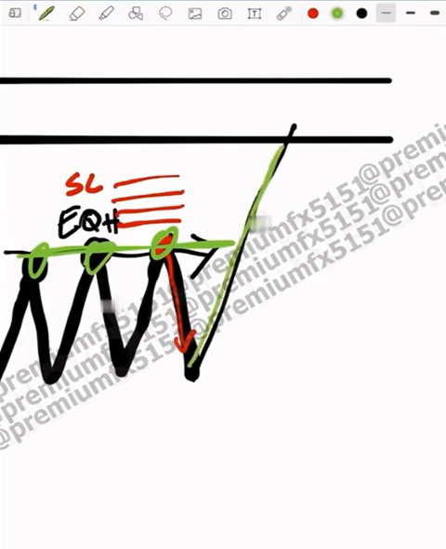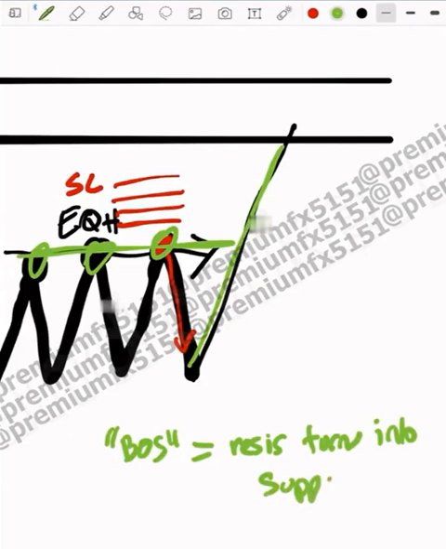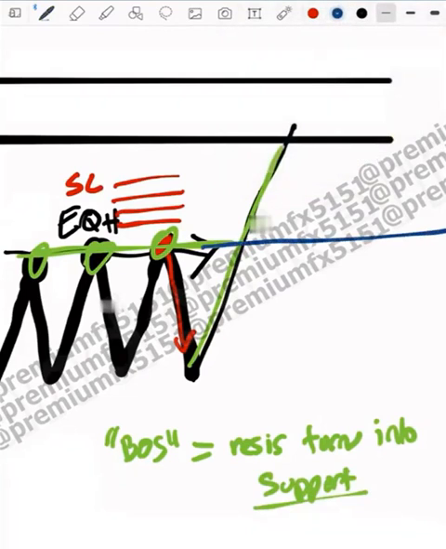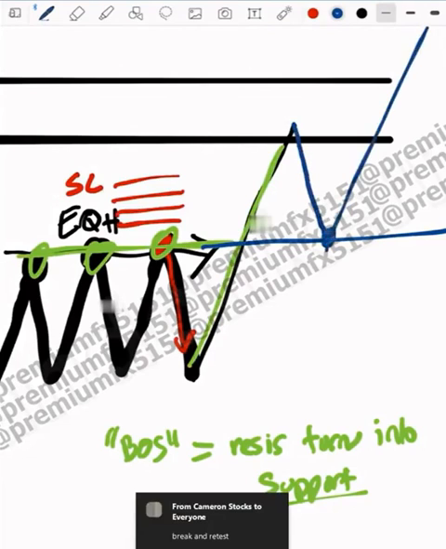When price comes up, we've had a break of structure, which equals resistance turns into support. So now that same resistance level has turned into a support level. We've had a break, and now what do retail traders do when you see a break of structure or you see a resistance turn into support? They're going to be waiting for that retest and then continuation.